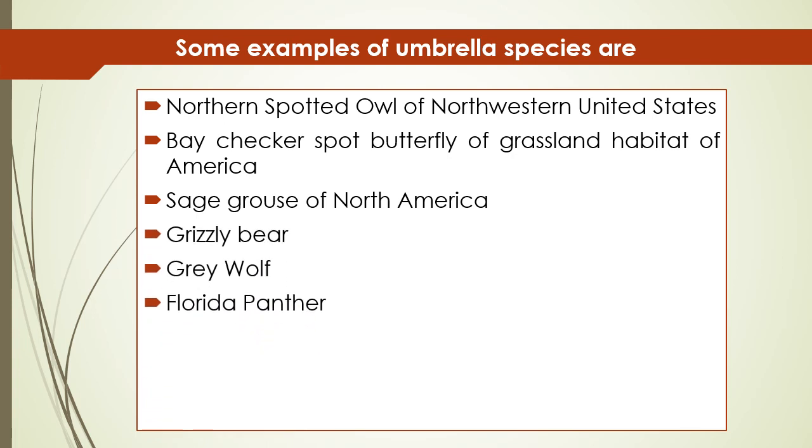Next is the grizzly bear of North America. Grizzly bear, gray wolf, and Florida panther, all these three fall under both categories of keystone species and umbrella species. Tiger, bison, rhinoceros, and elephants are all also considered umbrella species. Tiger is an umbrella species, and for the conservation of the tiger, at least 800 to 1200 square kilometers of area is needed to maintain a viable population of 80 to 100 individuals. So for protecting the tiger, large areas have been declared as tiger reserves, and lots of other animals also survive under this protection.